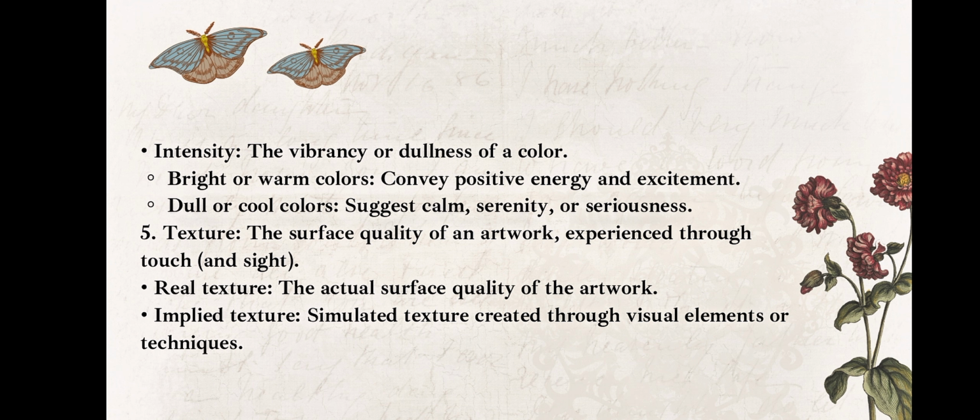Next are dull or cool colors, which suggest calm, serenity, or seriousness. Examples of these colors are blue, green, and purple. The intensity of a color can be modified by adding white to lighten it, adding black to darken it, or adding gray to desaturate it. Consider the context of the artwork when interpreting the emotional impact of color intensity.